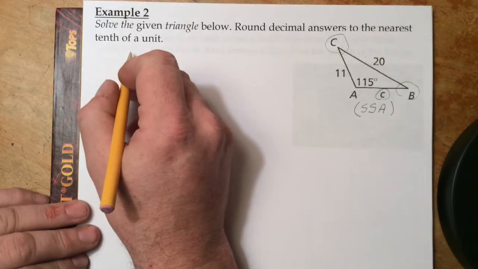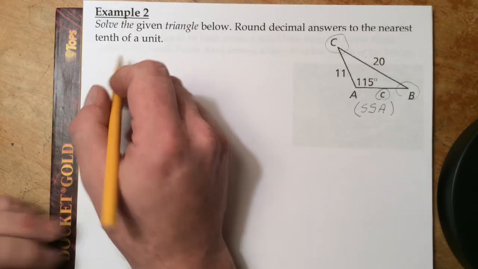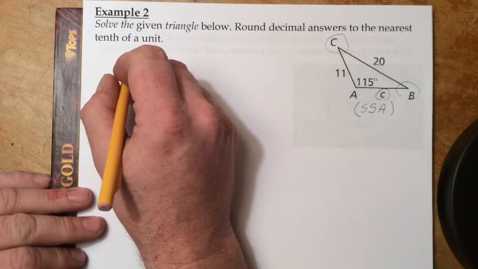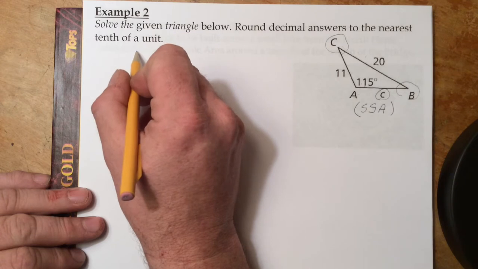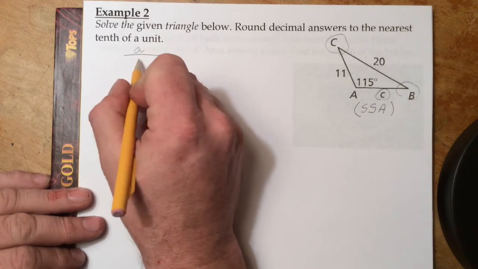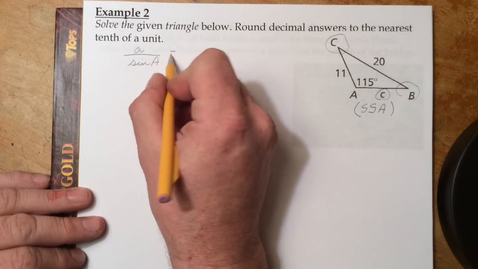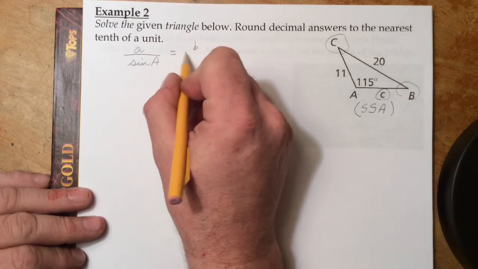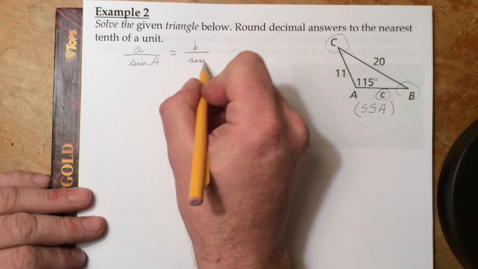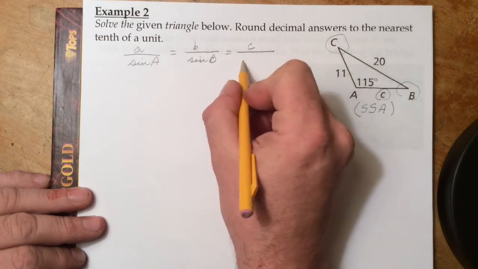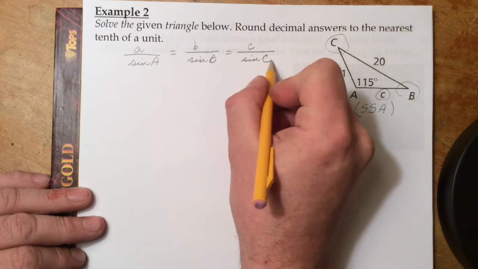And so we always try the law of sines first before you try the law of cosines. We'll get to cosines later. The law of sines states that side A is to the sine of angle A as side B is to the sine of angle B, as side C is to the sine of angle C. It's pretty simple.